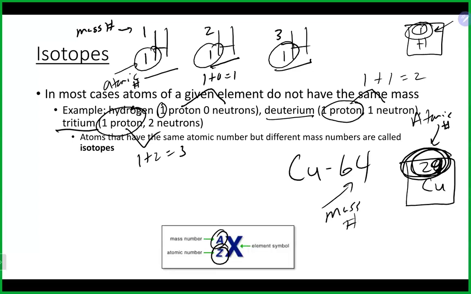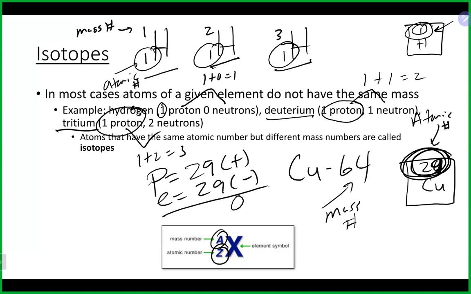So that's a very common way that they're also written. Symbol dash a number, that number is the mass number. That would mean in this case, how many protons would copper have? It would have 29. And this is neutral, which means how many electrons would it have? It would have 29. That's 29 positives and 29 negatives. How many neutrons would it have?